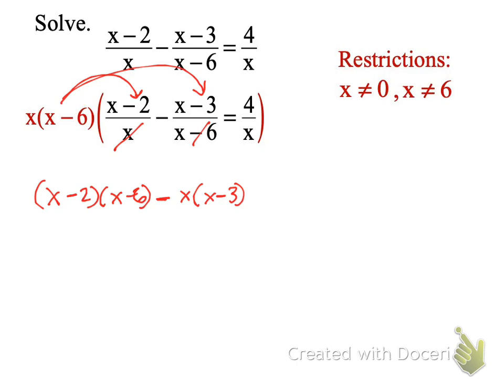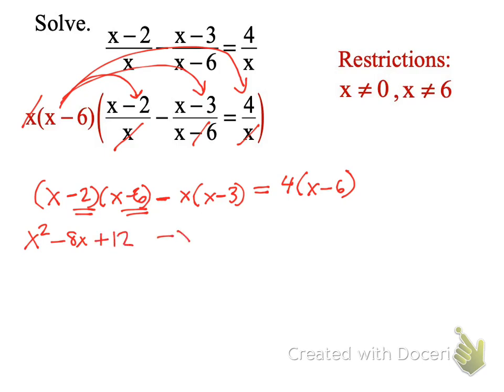When I distribute the whole thing over here, I'm left with 4, the x cancels, and I'm left with x minus 6. Now, double distribute. X squared, add these two together, what do you get? Negative 8x. Multiply these two together, plus 12, minus x squared plus 3x equals 4x minus 24.